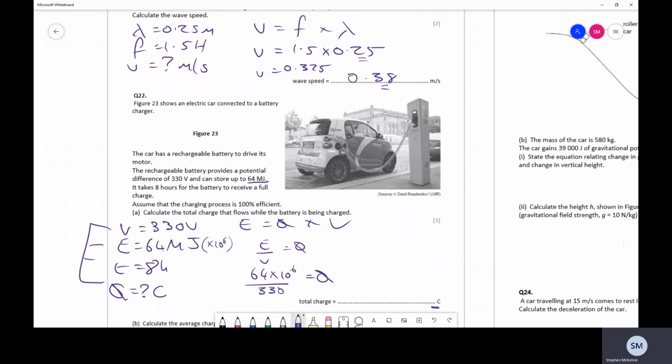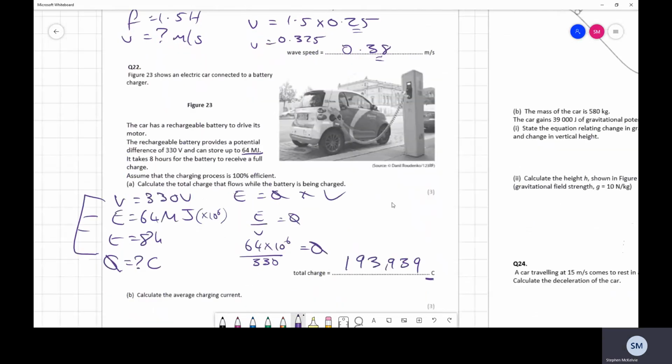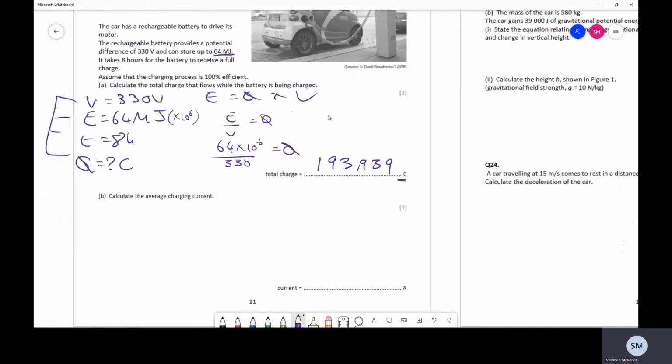64 times 10 to the power of 6 divided by 330 equals 193,939. Right, okay. It's just one of those weird numbers. 193,939 coulombs. That is the total amount of charge. It is right, isn't it? It's just one of those weird numbers. Sometimes they give us weird numbers to test us, don't they? Everything here is right. Calculate the total charge. Yeah, I'm completely okay with that.